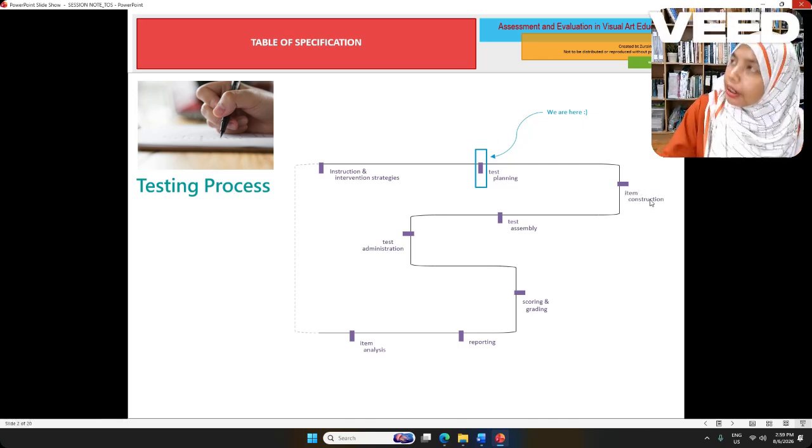When we construct our items, we do not construct items. Kejap, panas. Turn on the aircon.